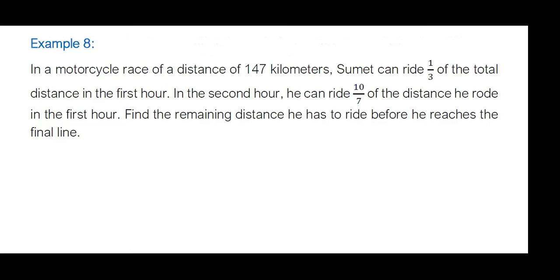In a motorcycle race of a distance of 147 kilometers, Samet can ride 1 out of 3 of the total distance in the first hour. In the second hour, he can ride 10 out of 7 of the distance he rode in the first hour. Find the remaining distance he has to ride before he reaches the final line.